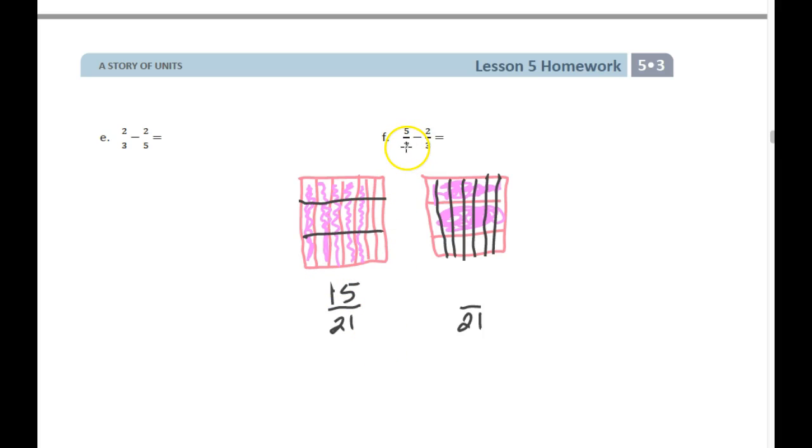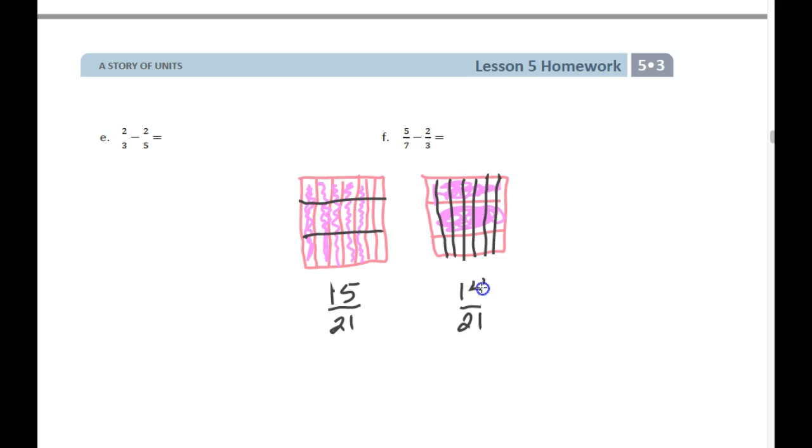So you can think about it when you look at this. 7 times what gets you 21? 7 times 3 gets you 21. 5 times 3 gets you 15. So those do match. So this one we've got 2/3. Let's see how many we've got then. That's 2 going this way, 7 going this way, so that must be 14.